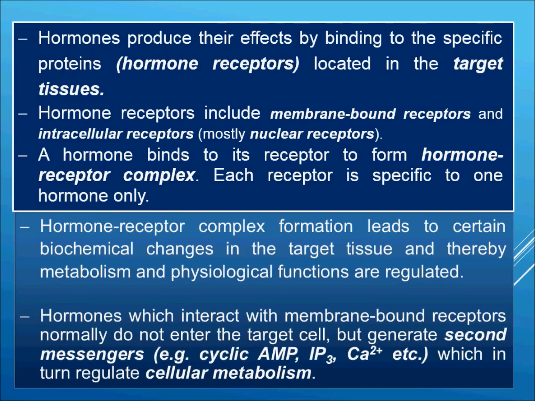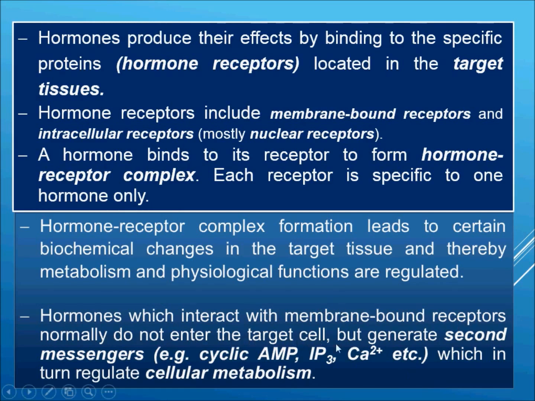A hormone binds to the receptor to form a hormone receptor complex, and each receptor is specific to one hormone only. That means a receptor is very specific to its hormone. Hormone receptor complex formation leads to certain biochemical changes in the target tissue, and thereby metabolism and physiological functions are regulated.